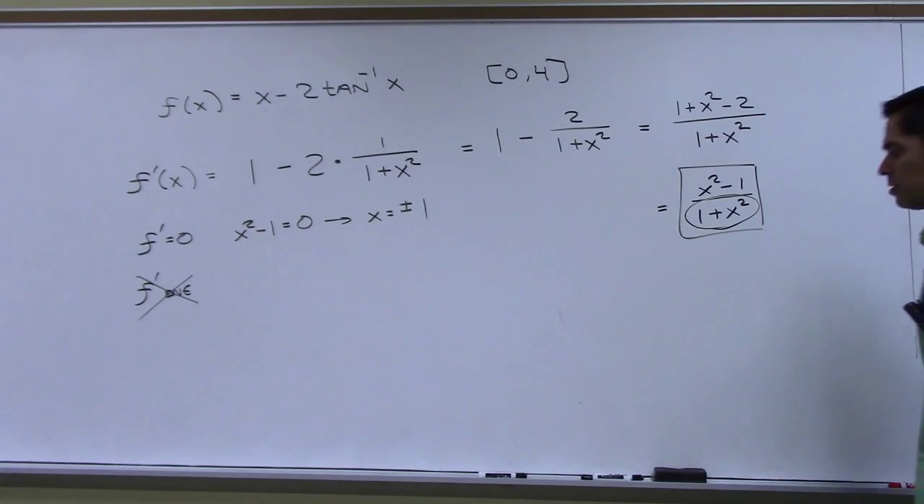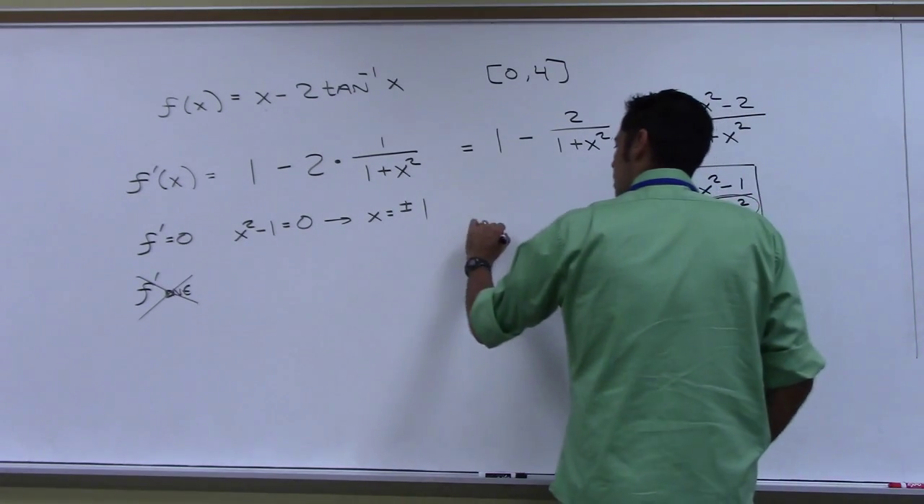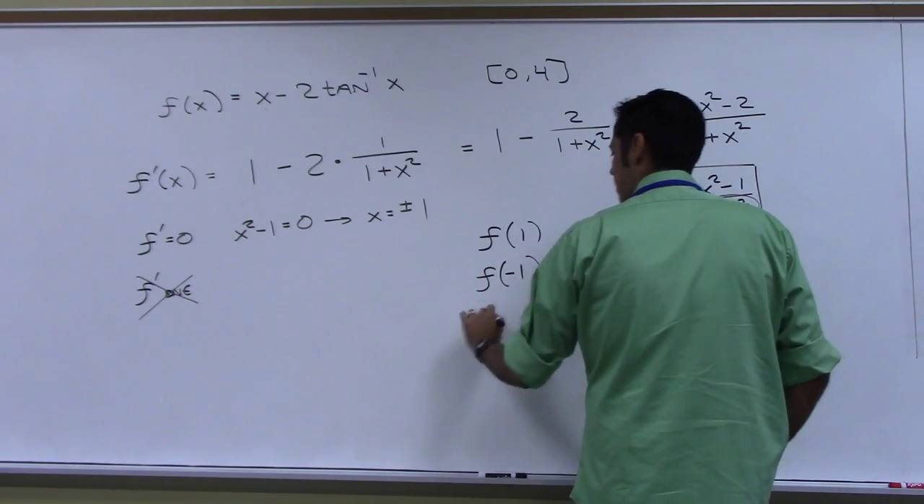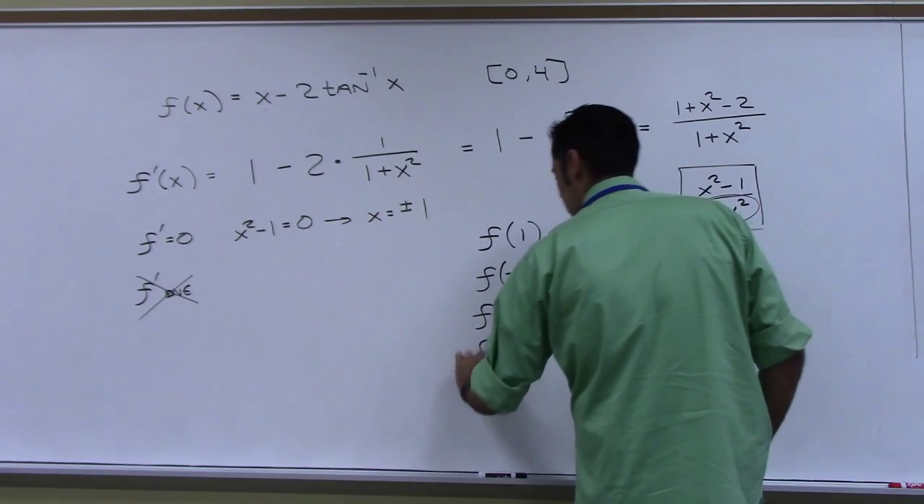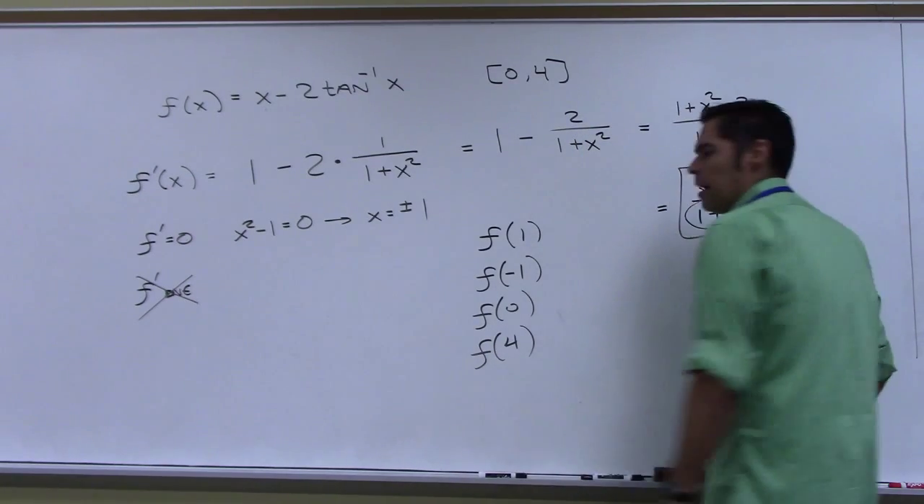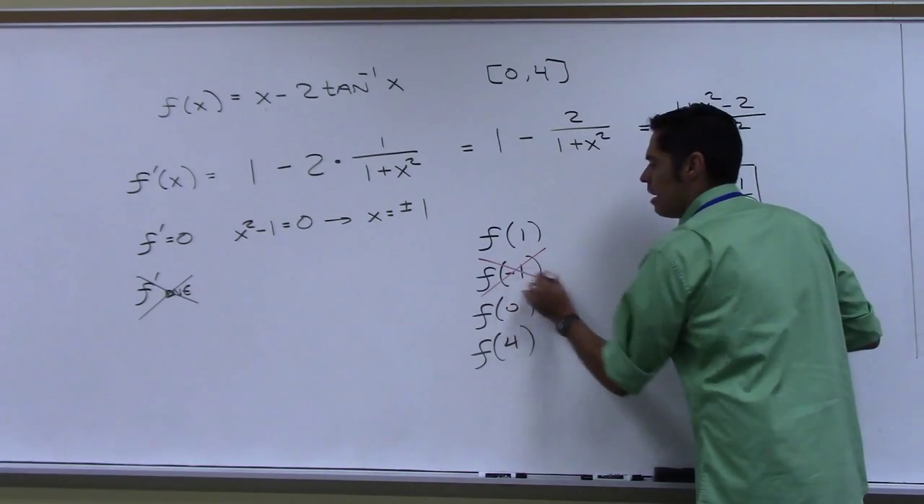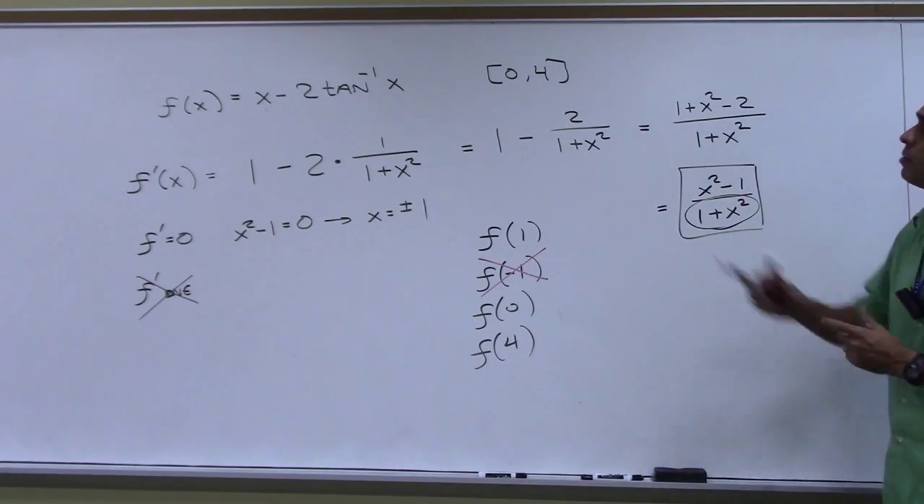So I have two critical numbers. What I'm supposed to do now is plug these critical numbers into my function. I'm supposed to plug the endpoints into my function and compare them. One of these doesn't belong, right? The negative 1 is not in my interval. I'm only looking between 0 and 4.